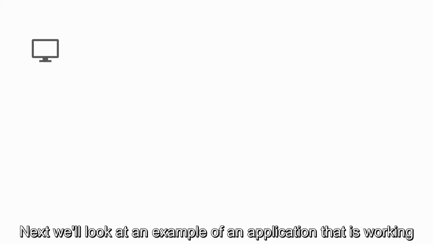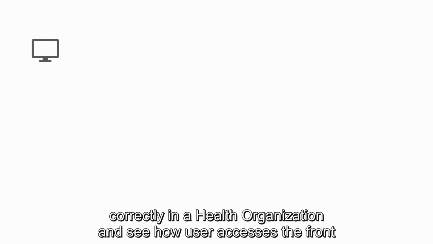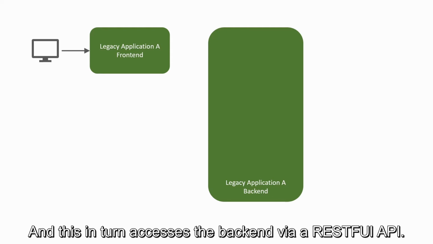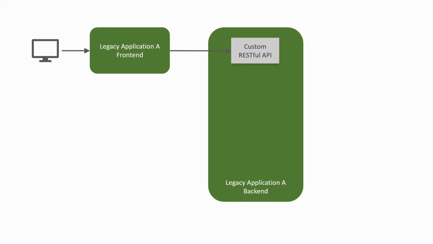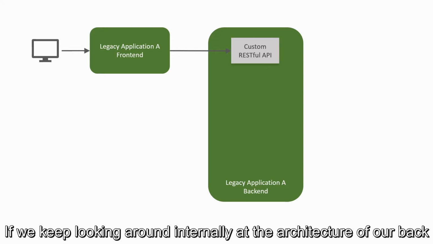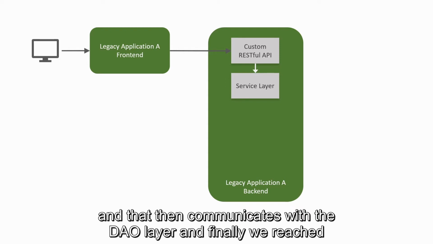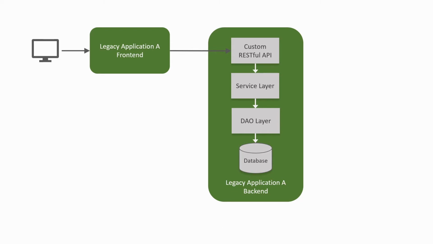Next, we'll look at an example of an application that is working correctly in a health organization and see how a user accesses the front end from a browser, and this, in turn, accesses the back end via a RESTful API. If we keep looking around internally at the architecture of our backend, we see that the RESTful layer communicates with the service layer, and that then communicates with the DAO layer, and finally we reach the database.